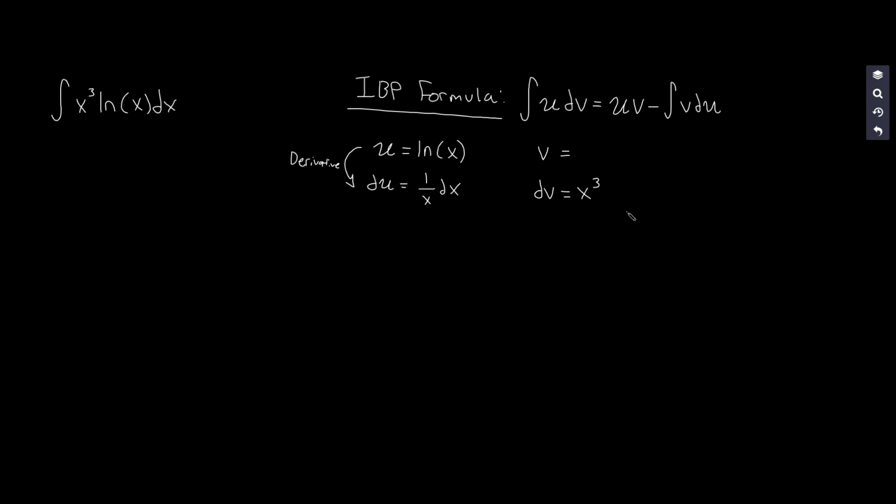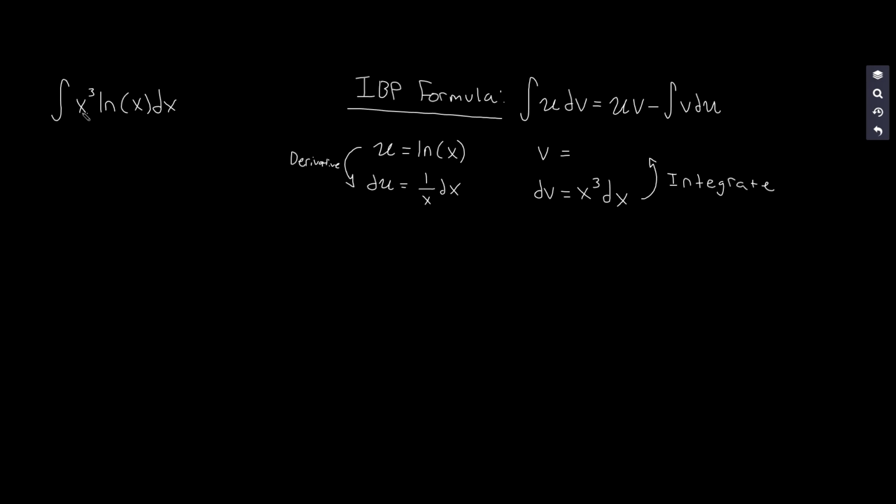How can we find what v is? To find what v is, we're going to integrate x raised to the third power. But if we're going to integrate x raised to the third power, that means this isn't just x raised to the third power. This is x raised to the third power integrated with respect to x, because remember, if you're taking the integral of something, you're just undoing the derivative. You're anti-differentiating. So how can I take the integral of x raised to the third power?